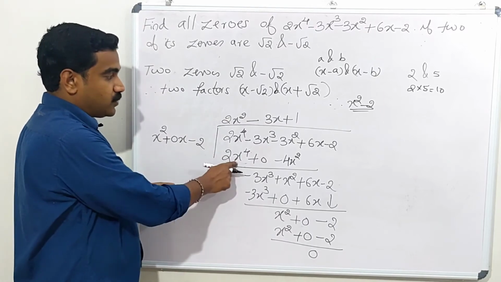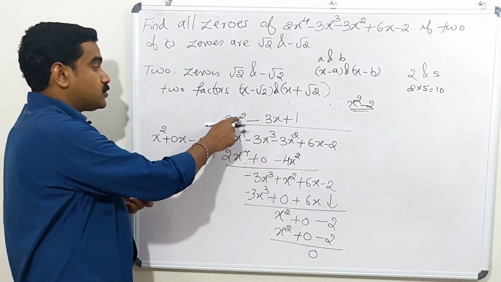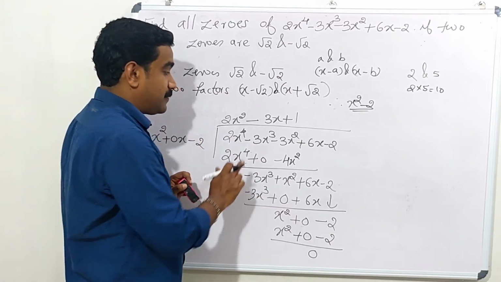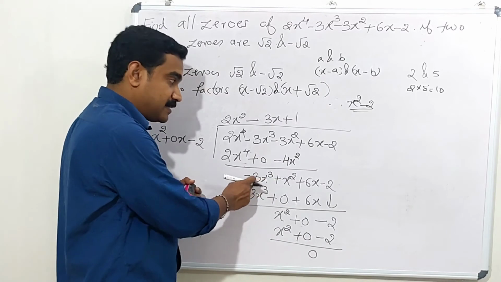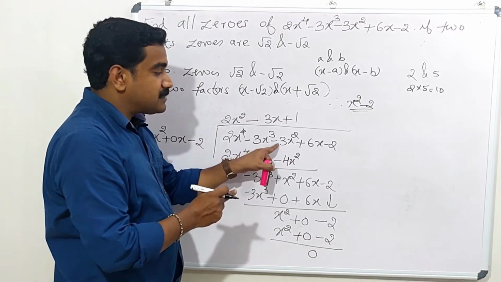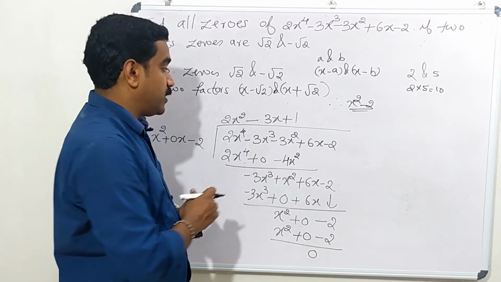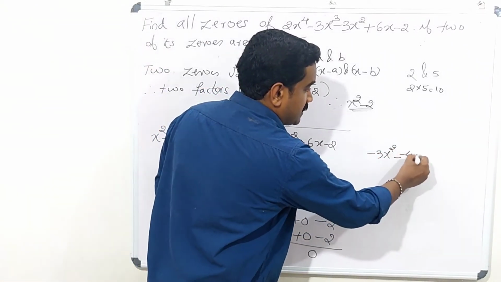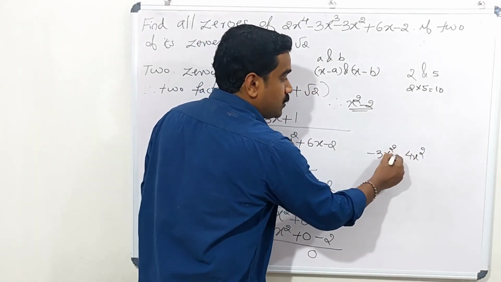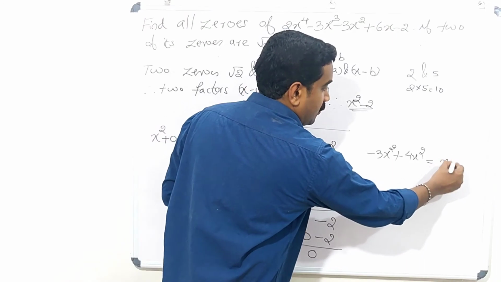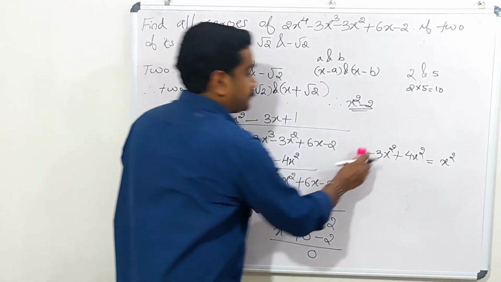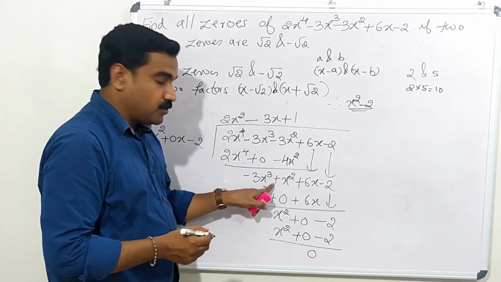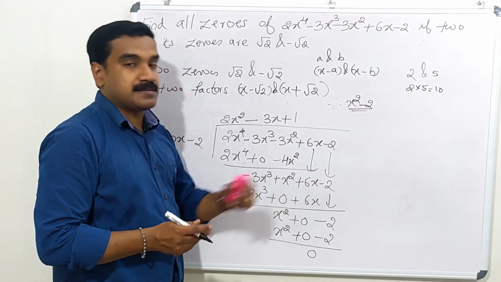So 2x square into x square is 2x raised to 4. 2x square into 0x is 0. 2x square into minus 2 is minus 4x square. Then subtract. 2x raised to 4 minus 2x raised to 4 is 0. Write the rest here: 3x cube minus 0, that is minus 3x cube. Minus 3x square minus 4x square: what is minus 3x square minus 4x square? Since subtracting minus 4x square makes it plus 4x square, you will get plus x square. Minus 3x square plus 4x square is 1x square, or you can write x square. That's why x square is here. Then write this 6x here and this minus 2. Now this is the new dividend: minus 3x cube plus x square plus 6x minus 2.